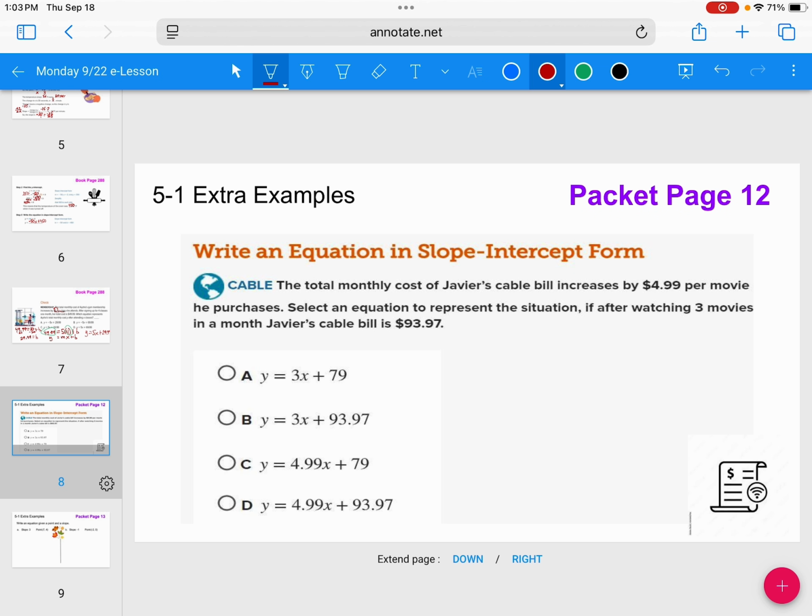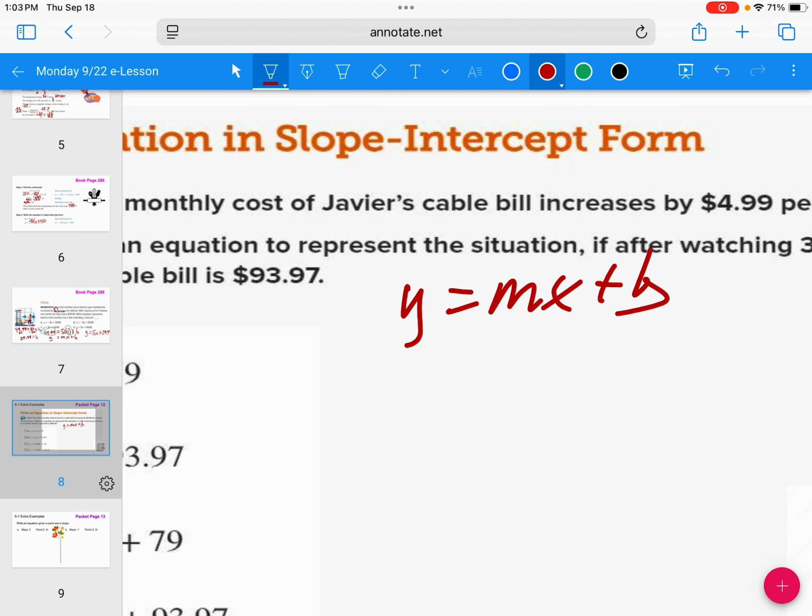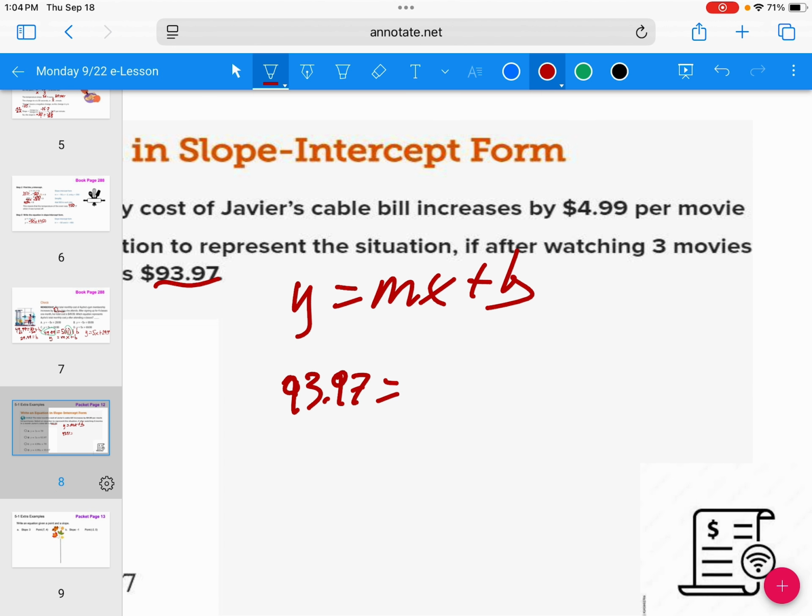So we've got y equals mx plus b. Let's go ahead and zoom in on that. So we've got y is 93.97 in this problem. We're just inserting for y here with this. We have m being $4.99 because it says $4.99 per movie. So it's going to be 4.99. And let's see if we can figure out what x is. He watched 3 movies. That's our input. So instead of putting x, I'm going to put 3 in parentheses. Make sure it's in parentheses.